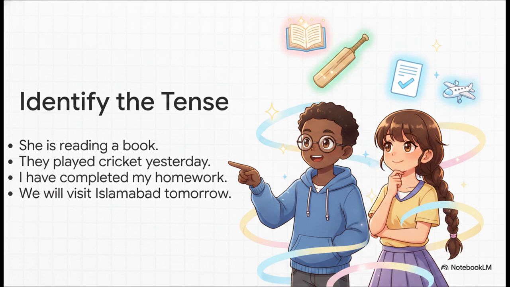I have completed my homework. Well, have plus V3 gives us the present perfect. And number 4, we will visit Islamabad tomorrow. That powerful will gives it right away, doesn't it? Simple future. So how'd you do?